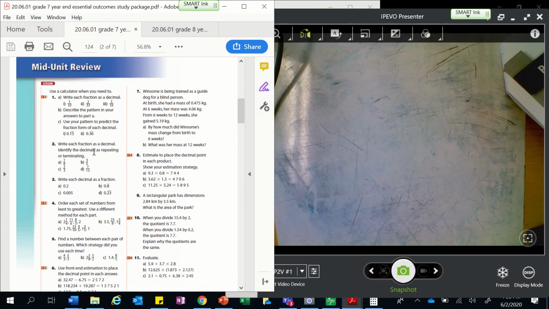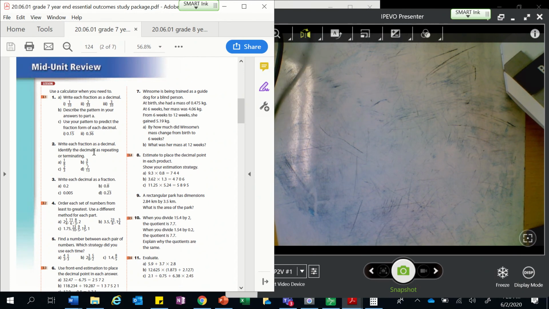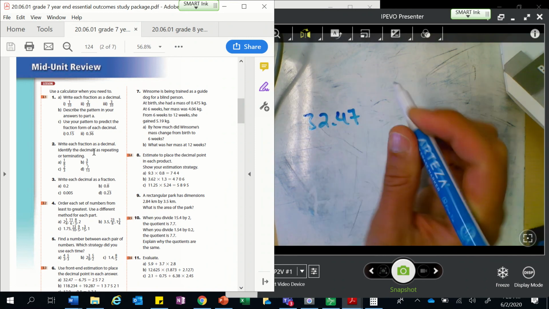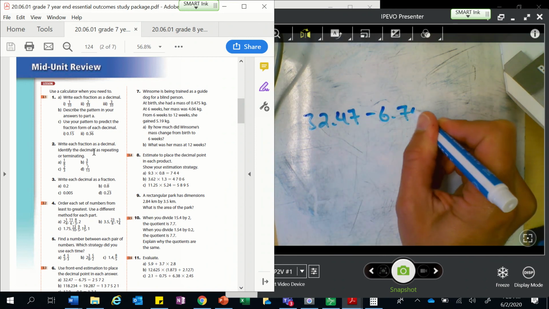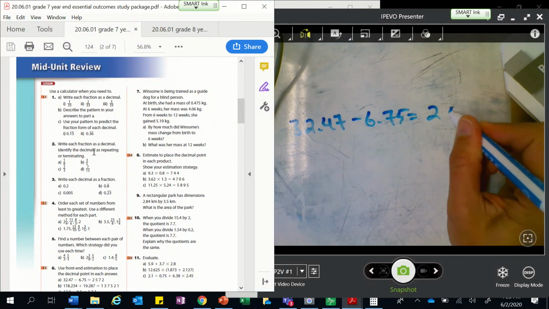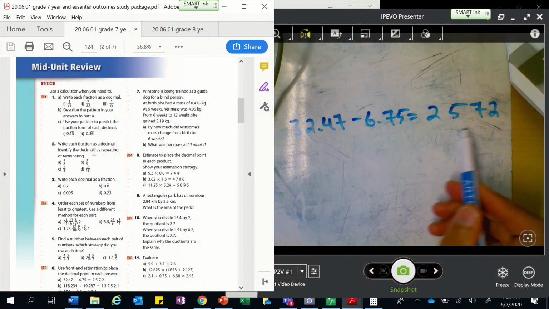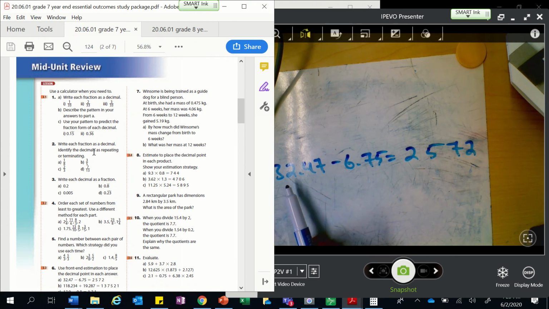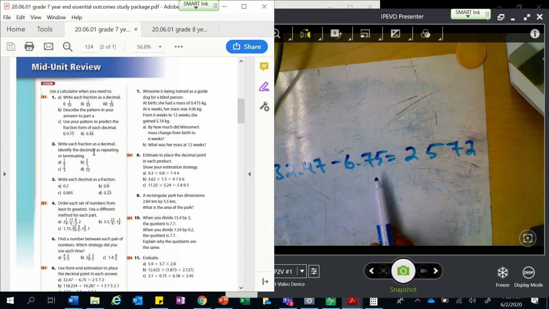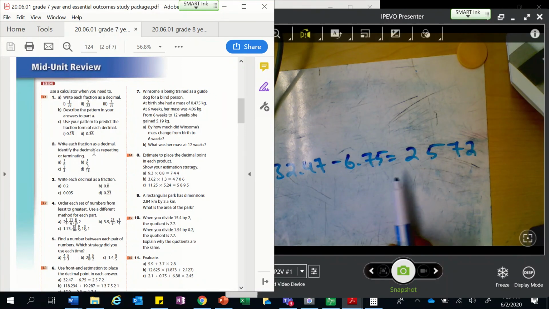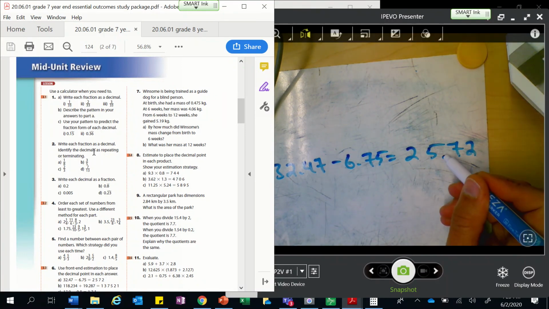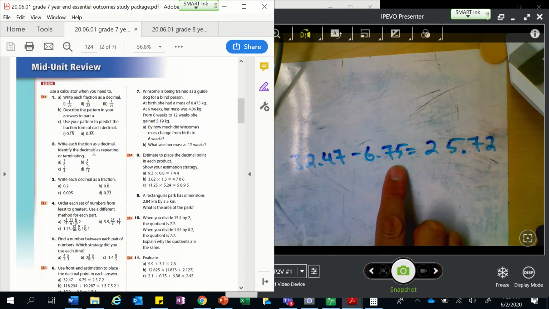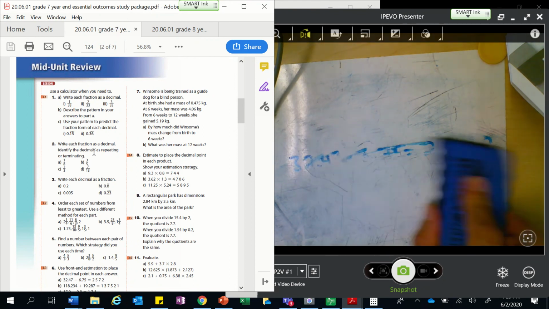6. Use front-end estimation to place the decimal point in each answer. And it says I've got 32.47 minus 6.75 equals 2572. But we don't know where to put the decimal. Well, if I look at this, this is like about 32 minus 7. That'd be about 25. So where should I put the decimal? Right there. Front-end estimation is when you round up or down and get a rough idea of what the answer is.